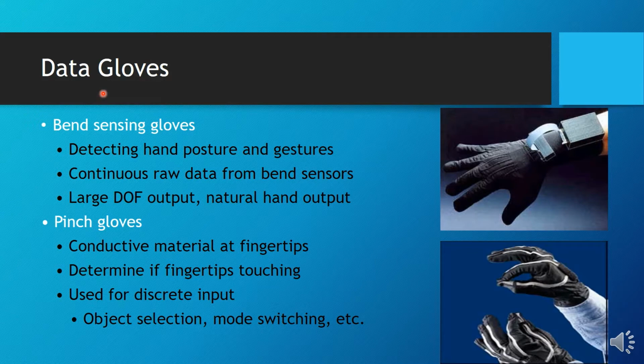An example of the hand-worn input devices is the data glove, and data gloves are categorized into two types: bend sensing gloves or pinch gloves. What is a bend sensing glove? Bend here means it is based on how your hand is bending.